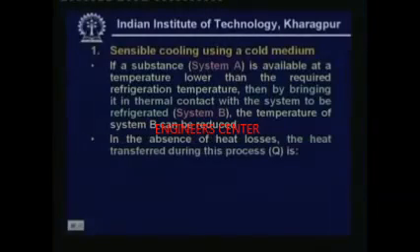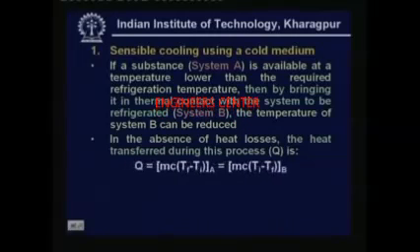In the absence of heat losses, if over a time period Q is the heat transferred during this process, then Q can be written as Q = m c (Tf - Ti) of A, that is equal to m c (Ti - Tf) of B. Here A is a system that is providing refrigeration. That means in this example, A is the cold water and B is the building, whose temperature is getting reduced. So the heat transferred from the building in the absence of any losses will be exactly equal to the heat transferred to the cold water.